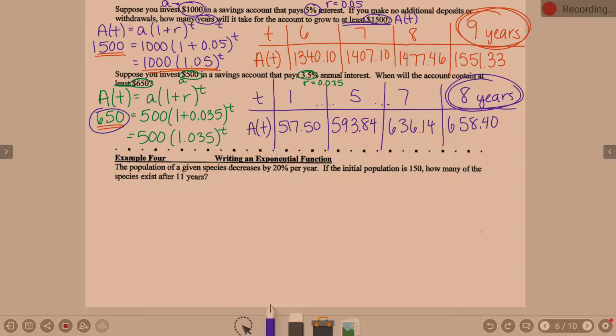By all means, ask during work time if you're struggling with the calculator. Let me help you figure out your calculator, okay? Even if it's not the same one I use, I can help you get it figured out.